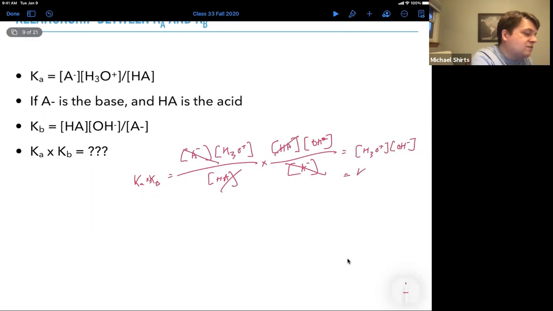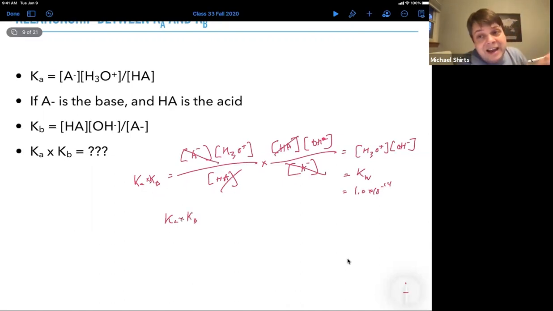But we know that that is just Kw, which is going to be 1.0 times 10 to the minus 14th, assuming we're at room temperature. So Ka times Kb, and again, it's not just any Ka and Kb. It's the Ka of an acid and the Kb of its conjugate base that is going to be equal to Kw.